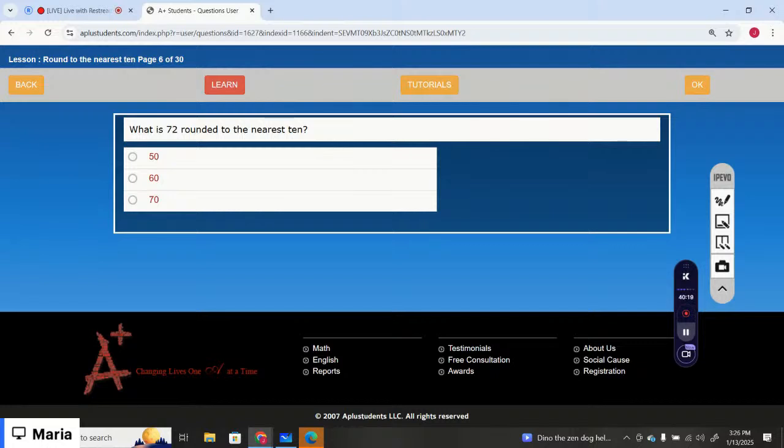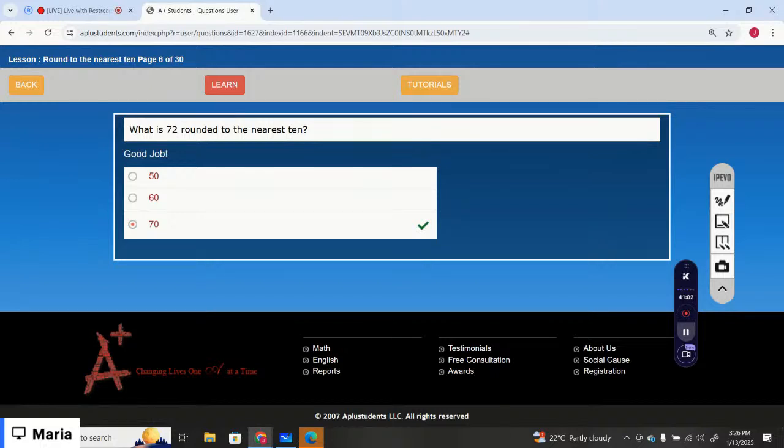What is 72 rounded to the nearest 10, which is the correct option? Seventy-two is rounded off to 70. The correct option is 70.